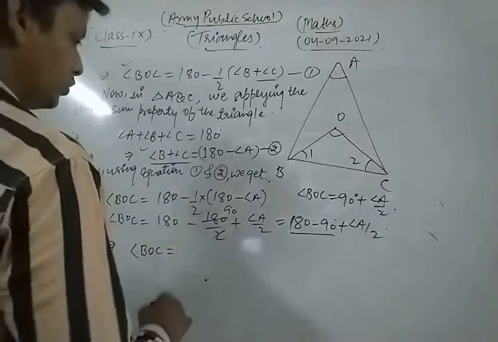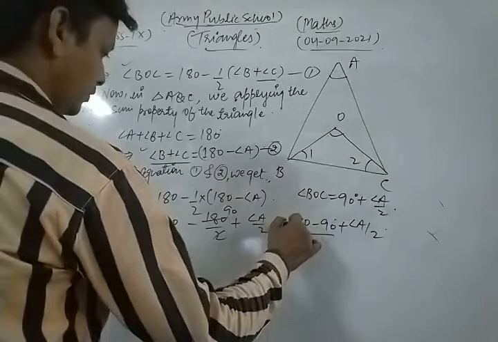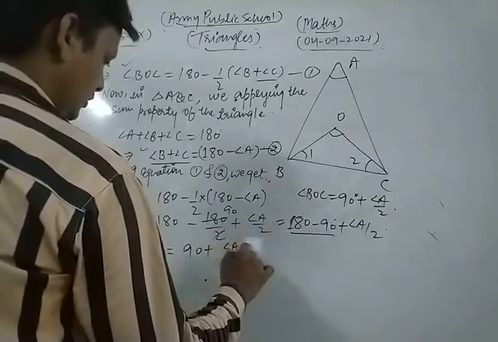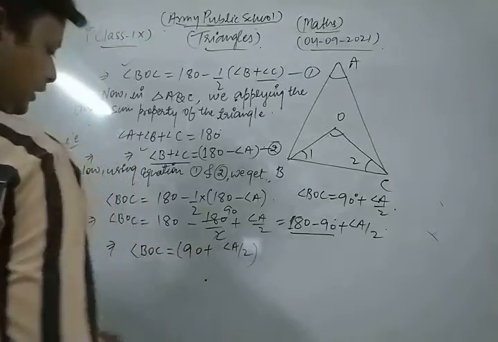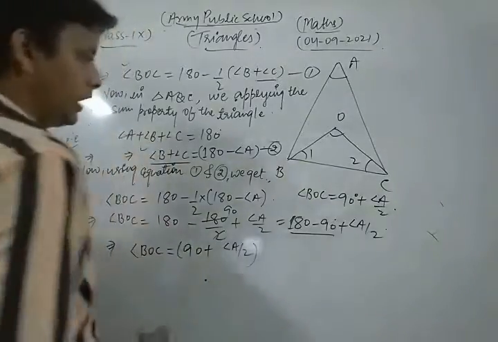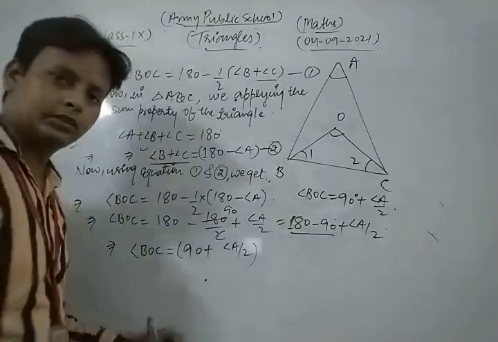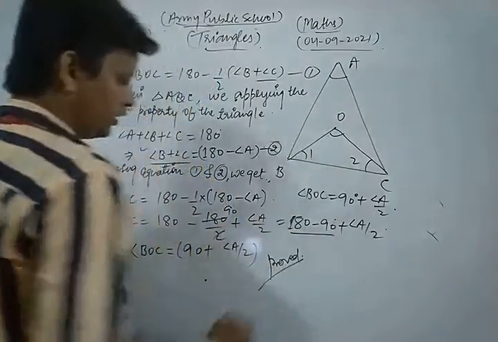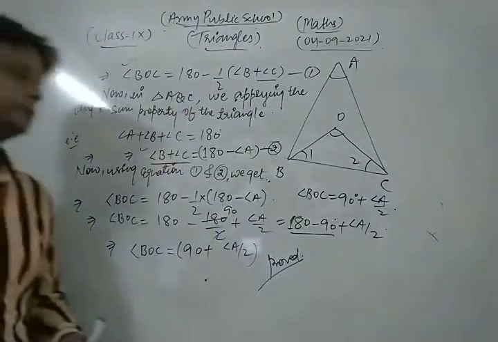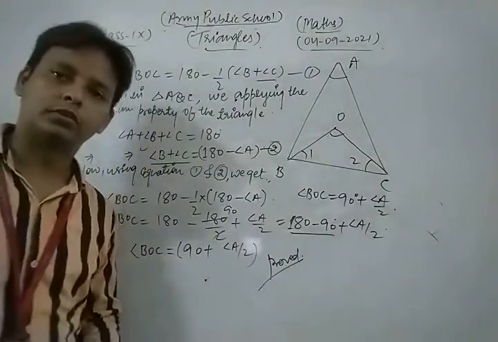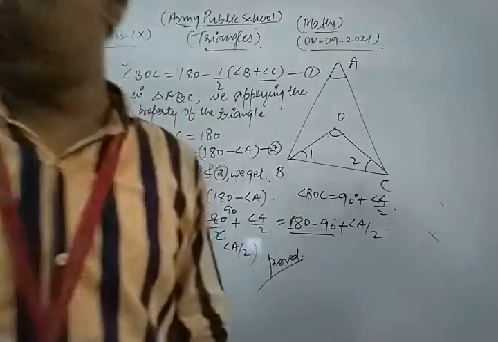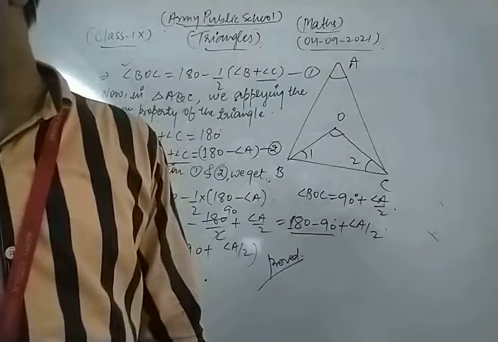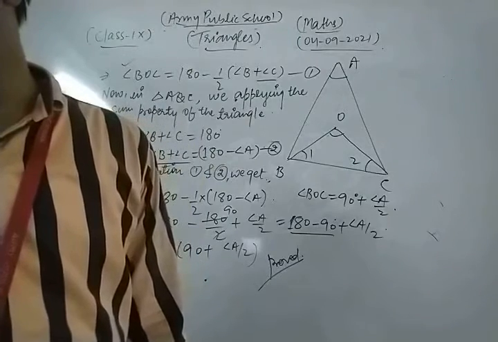We get angle BOC is equal to 90 plus half of angle A. Thus, in this way, we have shown our result. Hence we write this as 2. Okay, dear students, this is one of the most important questions of your syllabus. So please do more and more practice of this type of question, and after that you can solve each and every question of your NCERT exercise.